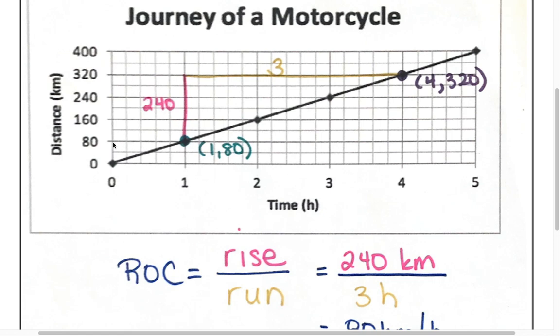And from there, I would start on my left. I would draw my rate triangle. So I would go up and I would go over. And I'm going to look at my scale to figure out how far up and over I went. So if I start at 80 and I go up to 320, I know that I've gone up 240 kilometers. If I start at 1 and I go over to 4, then I know I've run 3 hours.